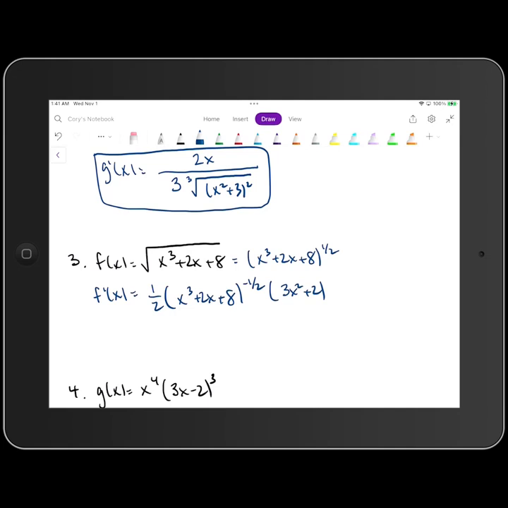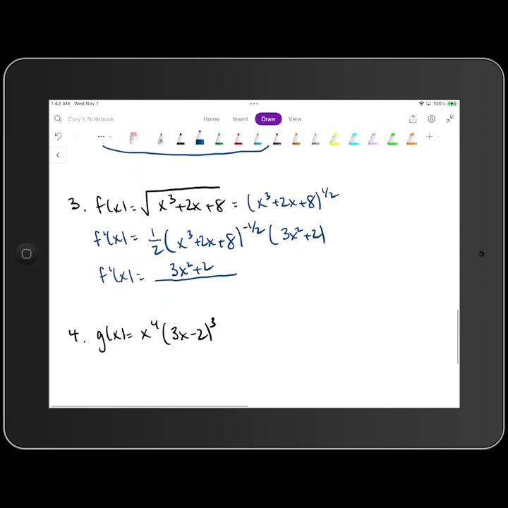Again, when I write that in fraction and radical form, all we have in the numerator is 3x squared plus 2. Our denominator is going to have a factor of 2 and also a factor of the square root of x cubed plus 2x plus 8. Okay, so that right there is our derivative simplified completely.